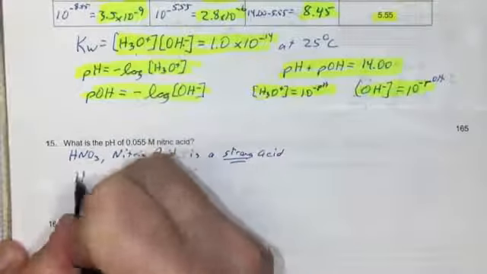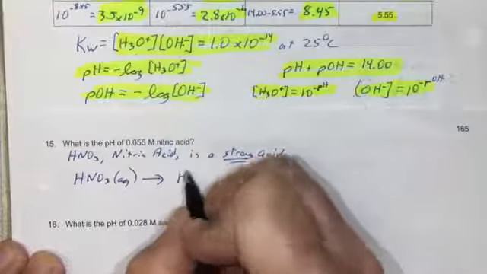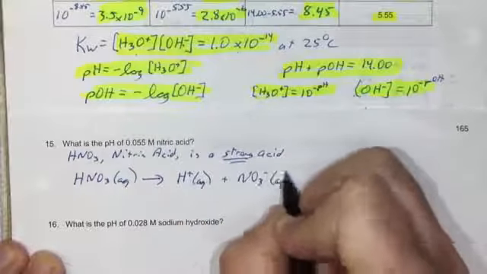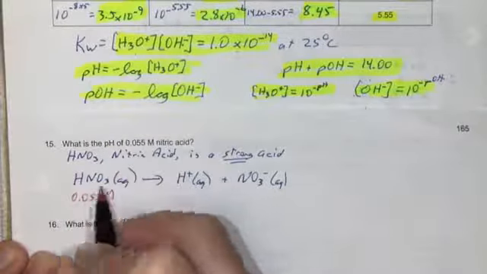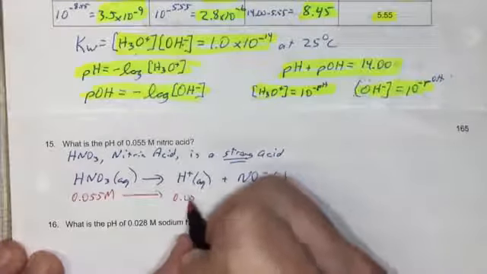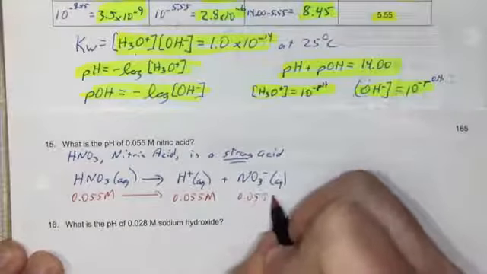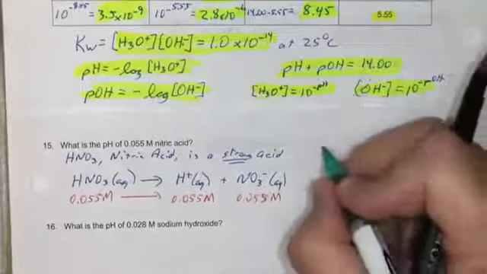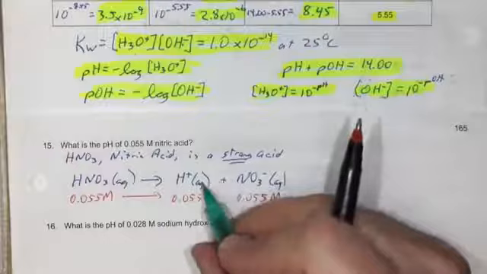And that means that when you put HNO3 in water, it completely breaks up to form H+ (aq) plus NO3- (aq). So if you start with 0.055 moles per liter of HNO3, it will completely break up all of it to give 0.055 molar hydrogen ion and 0.055 molar nitrate.